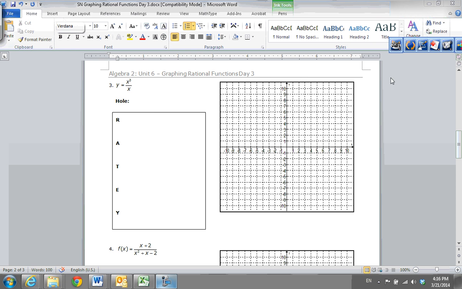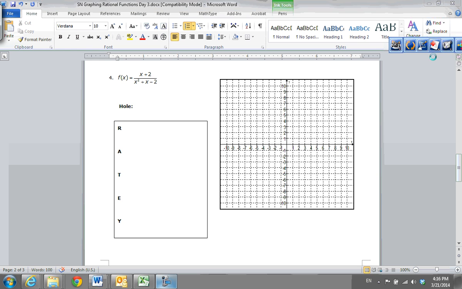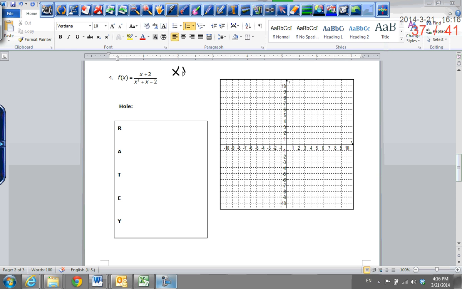Okay, here we go on number 4. So we factor the bottom. That's going to be x plus 2, x minus 1. Those cancel out, but I still have a denominator, so it's 1 over x minus 1. So my discontinuity, or removable discontinuity, is at negative 2, comma, and we'll figure that out here in a second.